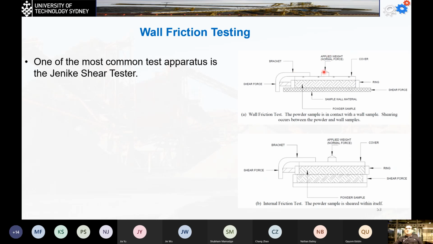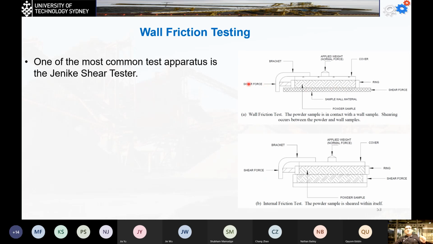So this will cause the direct stress on the material, or what you call the normal stress on the material. It will tend to compress it. And then we can add a horizontal force. It's called the shear force. The shear force is going to be equal to the friction of the wall material sample with the material.